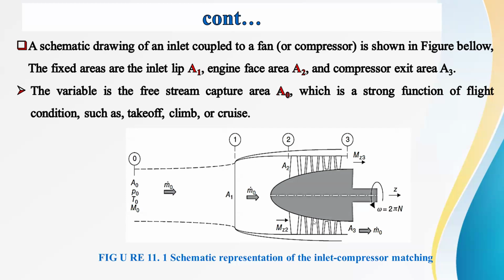So the schematic drawing of an inlet coupled to a fan or compressor is shown in this picture. A1 is called the area at the inlet lip. A2 indicates the engine face area. And the compressor exit area is represented with A3 here. And the variable is the free stream capture area.